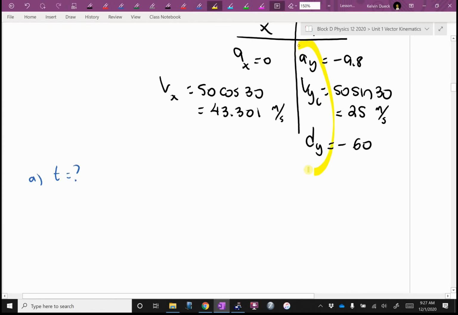And I'm looking for an equation that has a D, a Vi, an A, and a T in it. Your hint is, it's the quadratic one. What makes a quadratic a quadratic? It's got a squared. Which equation? dy equals vy initial t plus 1/2 ay t squared.